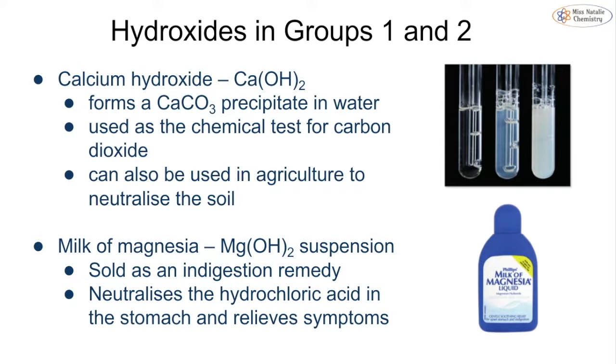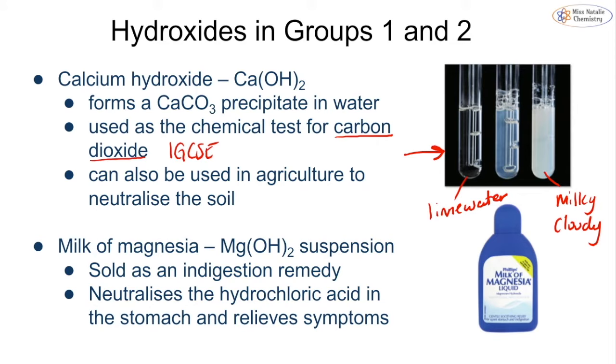So if we look at calcium hydroxide, in group 2, we have Ca(OH)2, and when we react it with carbon dioxide, we can form our calcium carbonate precipitate. And we can use this as the chemical test for carbon dioxide. You'll have seen this back in IGCSE. You'll see a picture like this where you have what you would call limewater, which is just another word for calcium hydroxide solution, and it's going to form this milky or cloudy suspension, and that is because we are making this white precipitate of calcium carbonate.